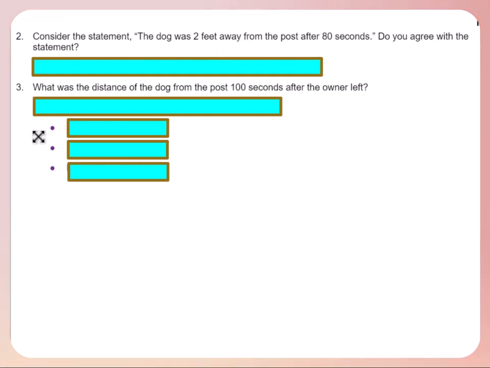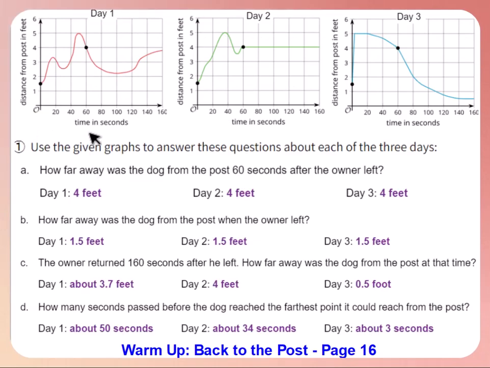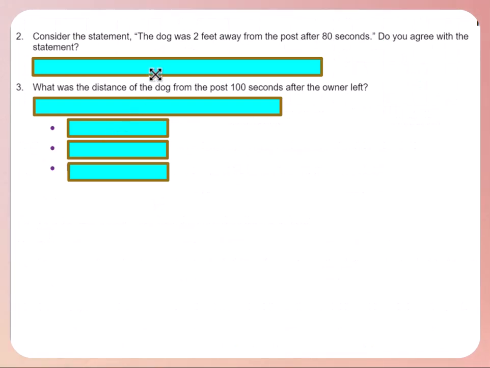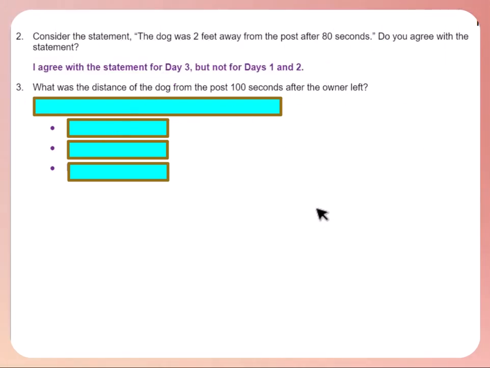All right, consider the statement, the dog was 2 feet away from the post after 80 seconds. Do you agree with that statement? So let's look at 80 seconds. Is the dog 2 feet away here? Nope, a little over 2 feet. At 80 seconds, the dog on day 2 is at 4 feet. And at 80 seconds, the dog is 2 feet away only on day 3. So this is how I would write my answer. I agree with the statement for day 3, but not for days 1 and 2. You could say, no, I don't agree with this statement because it's only true for day 3, but not all 3 days.